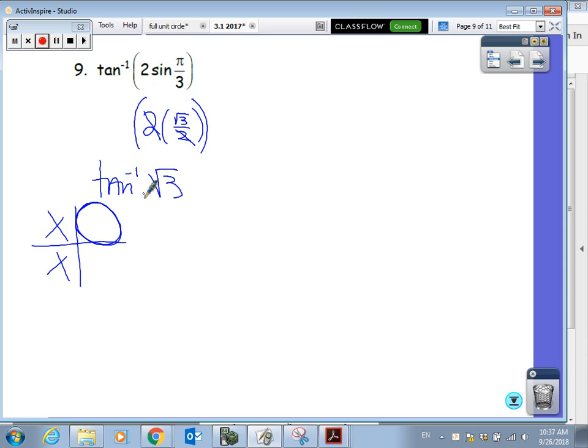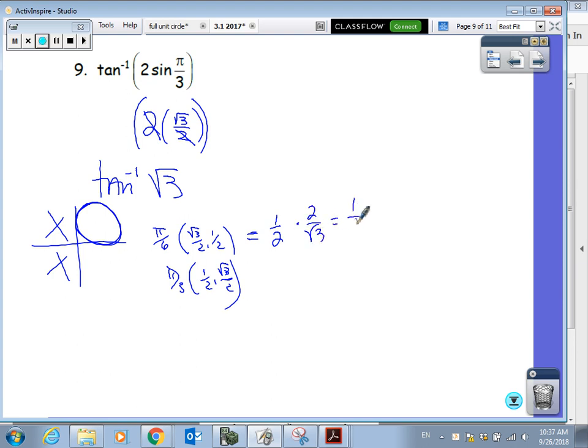Just like the problem we did a second ago, you might remember and say, oh, it's just the other one, which is true, but if you don't know what I'm talking about, then we know at pi over 6, the point is root 3 over 2, 1/2. At pi over 3, our point is 1/2, root 3 over 2. Tangent is still y over x. We can't divide fractions, so we multiply by the reciprocal. That equals 1 over root 3, or root 3 over 3.